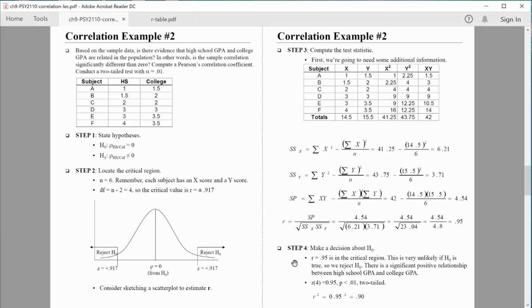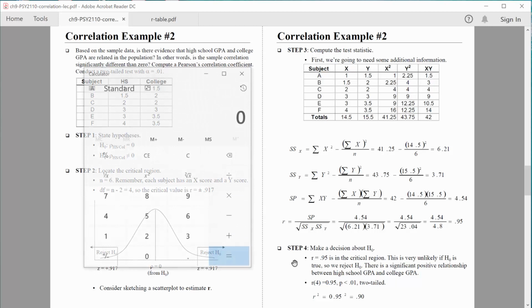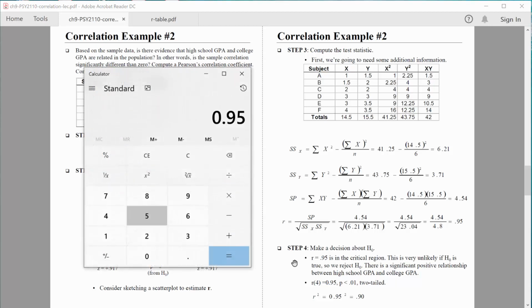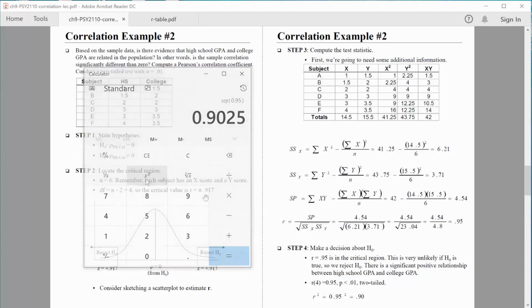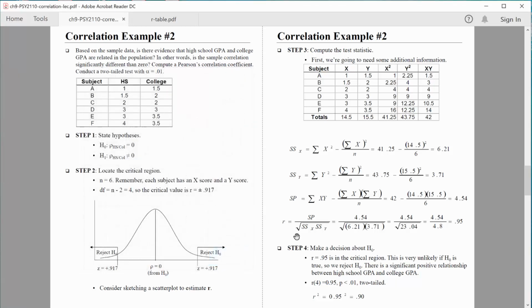Now, to compute the appropriate effect size in this situation, we would compute R squared. Remember, R squared is often known as the coefficient of determination. It's very easy to compute. We're just going to take 0.95 and square it. Let me grab my calculator again real quickly. We'll punch in 0.95 and hit the square button. So that equals about 0.90. So in this case, if R squared equals 0.90, we would interpret it this way. We can say that 90% of the variability in college GPA can be explained by high school GPA.